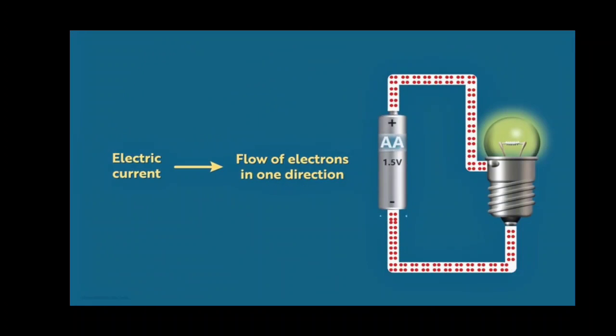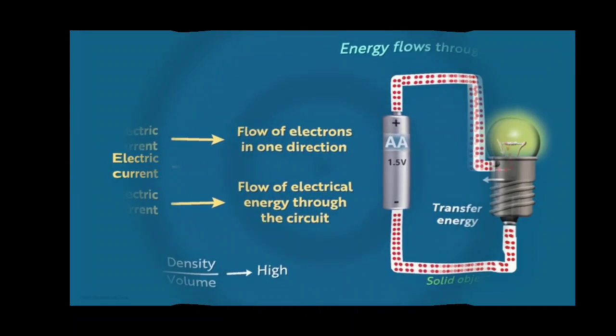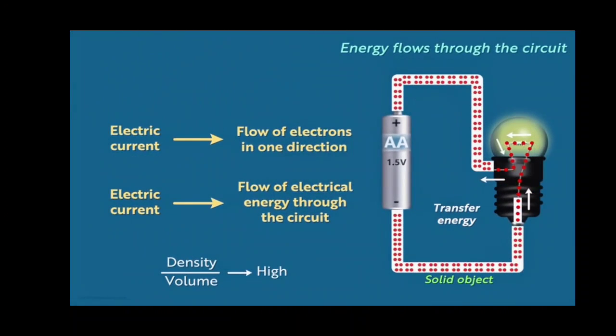When the cell of 1.5 volt is connected to a bulb using connecting wires, what makes the charges to flow? What makes the electrons to flow? The cell, as I said, is used for creating the potential difference. At the negative terminal of the battery or cell, more electrons will be there. At the positive terminal of the cell or battery, fewer electrons will be there. So the electron density is higher near the negative terminal of the cell.